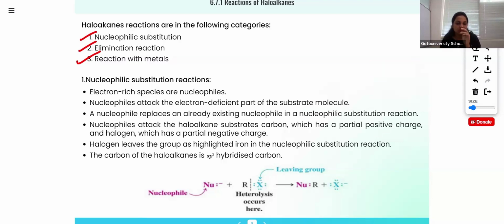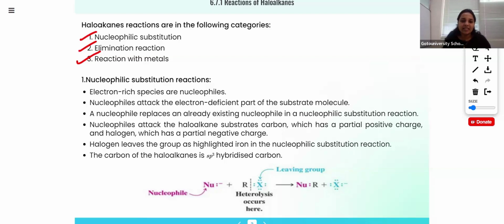Nucleophilic substitution means that when a nucleophile comes to the compound, that nucleophile can remove the halogen atom and take the position of the halogen atom. So the nucleophile is substituting the halogen from the alkyl halide. That is called a nucleophilic substitution reaction.